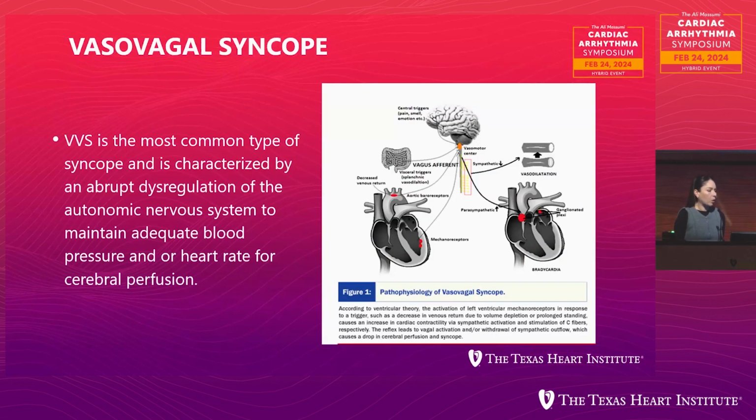Just talking a little bit about what vasovagal syncope is. It is the most common type of syncope and is characterized by an abrupt dysregulation of the autonomic nervous system to maintain adequate blood flow to the brain, or cerebral perfusion. That way, if you don't have enough, obviously you end up passing out.